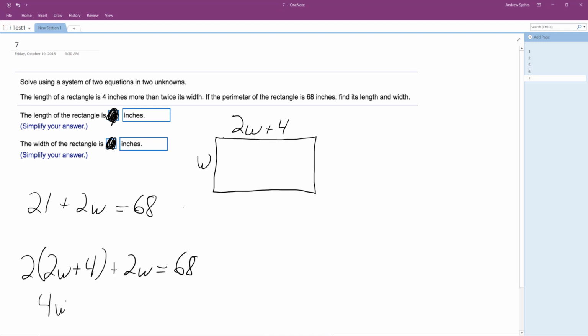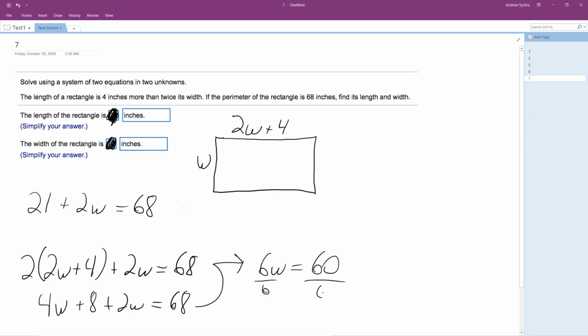So we get 4W plus 8 plus 2W equals 68. So 6W, and then subtract 8 from the other side to get 60, and then we get a width of 10 inches. All right, 10 inches.